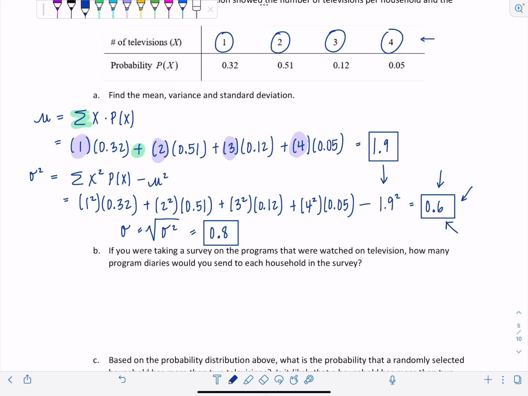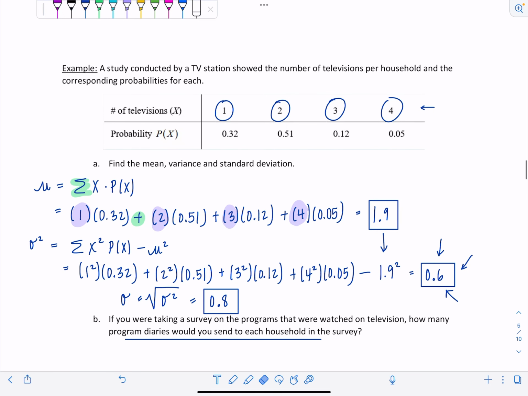Now the question for part B says, if you were taking a survey on the programs that were watched on television, how many program diaries would you send to each household in the survey? So basically, you should send 1 program diary for every television that's in that house. And the smartest thing to do is to just send everybody the average number of TVs per house, the mean.